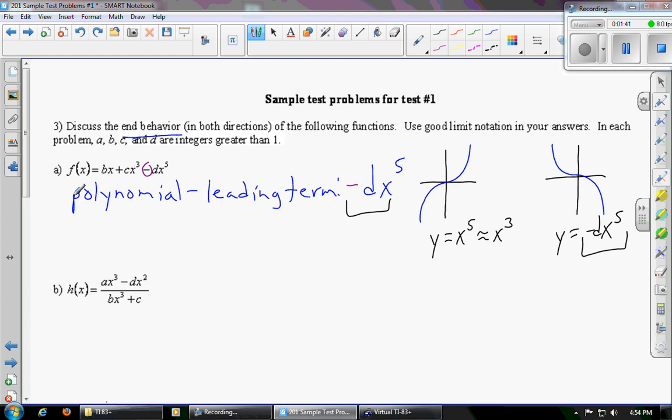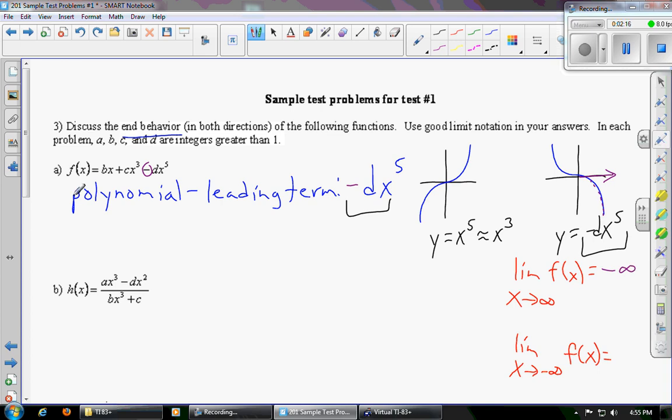So all we have to do now is write down our answers using good limit notation. So the limit of this function, f of x, as x goes to positive infinity. And then we'll go ahead and write down the notation for the other one, and then we'll answer both. So for the first one, x is going to infinity. That means we are running here to the right forever. And as we run to the right forever, we're following this part of the curve, and it goes down forever. So that limit is equal to negative infinity.